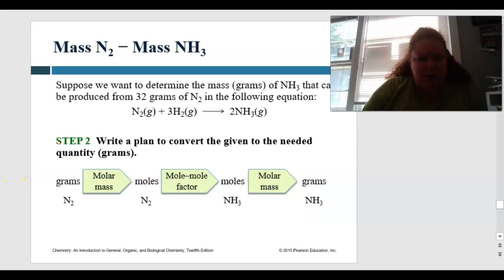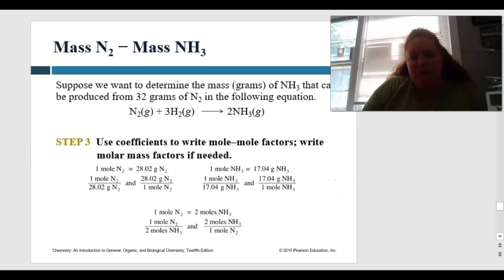So step 2, let's write a plan to convert the given to the needed quantities. Okay, so we have the grams, and we're going to need the molar mass to convert it to moles, and we need the mole-to-mole factor to get the moles of NH3 from N2, and then we're going to get the molar mass, and then we're going to be able to calculate the grams.